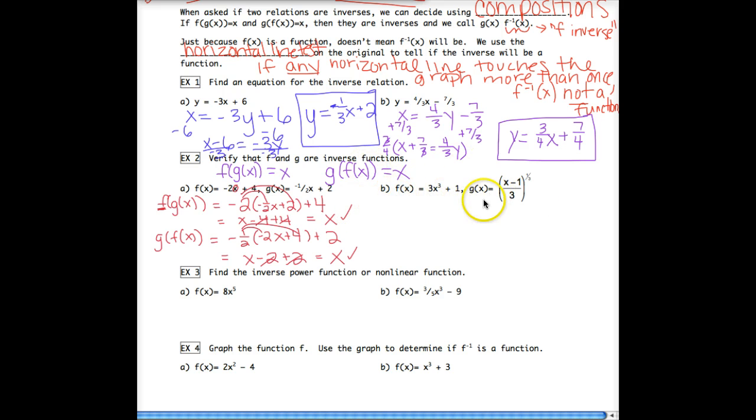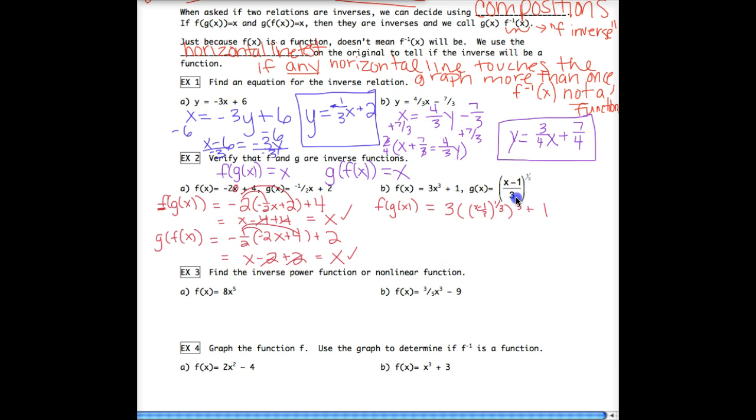So let's try it again with different functions, nonlinear ones in this case. So f of g of x, I take my f, this, 3, blank parenthesis, cubed, plus 1. g of x here, x minus 1 over 3, to the 1/3. So this whole thing, x minus 1 over 3, raised to the 1/3 power. Now this looks super hard. It's not, guys.